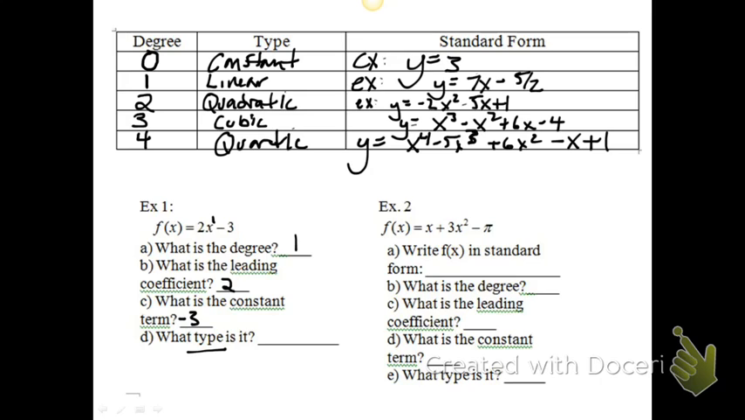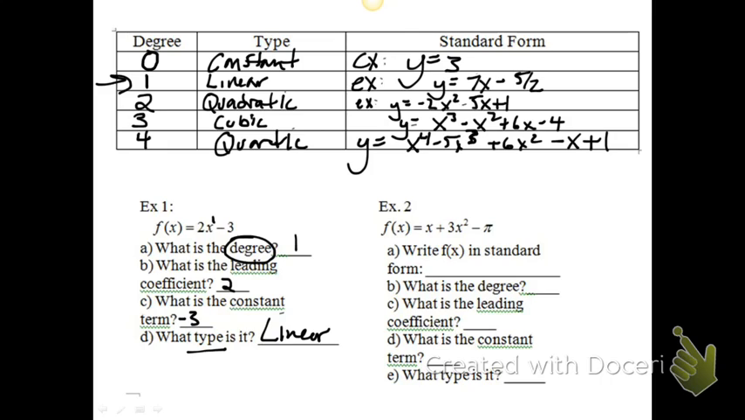And the type, remember, is all based on this degree. And if the degree is 1, hey, that reminds me it's linear. So the type would be linear. If we were to graph that, that's just a line. Let's look at example 2. This one's a little bit interesting looking.